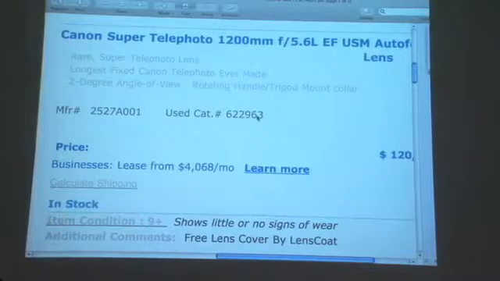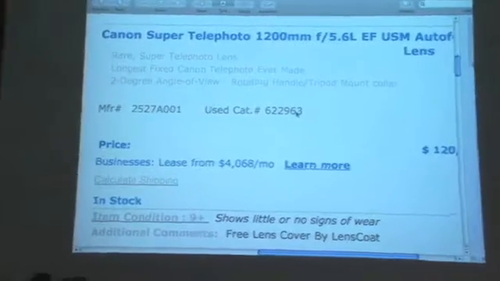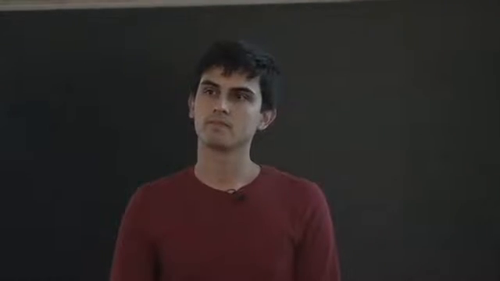Yes? I was just curious about the video, like how representative is the labor intensity of making that lens compared to your average SLR lens? I mean, are they all made like that?